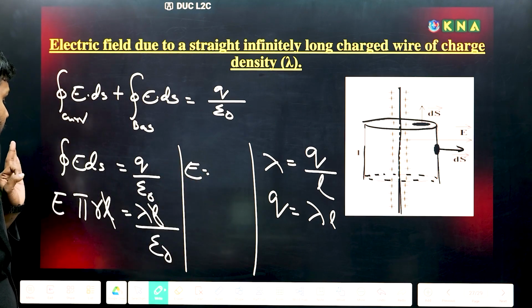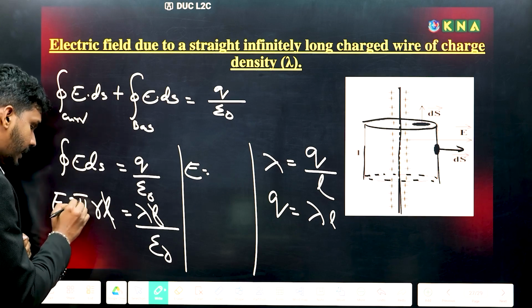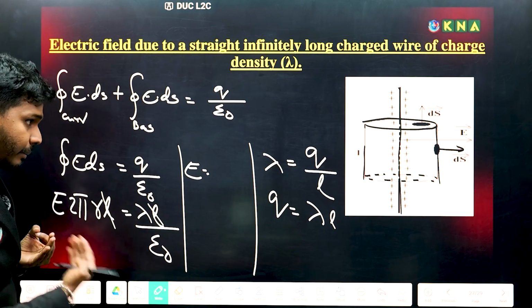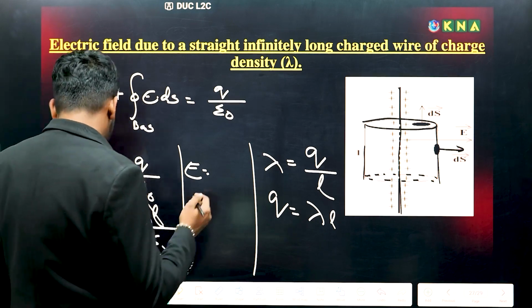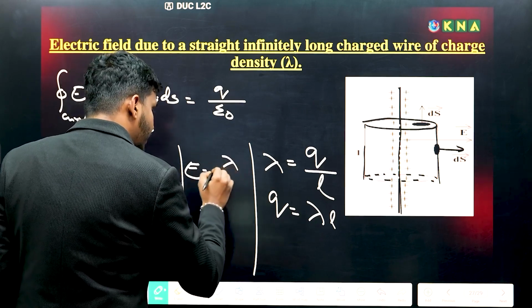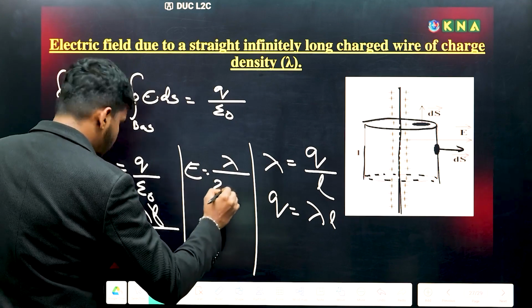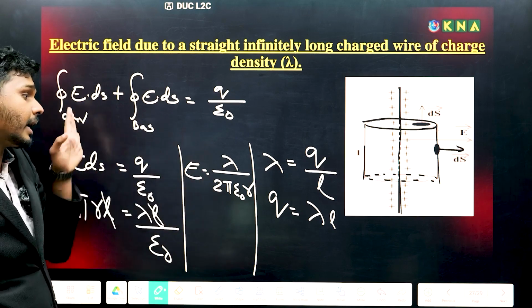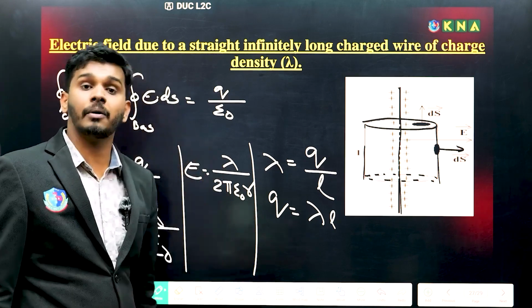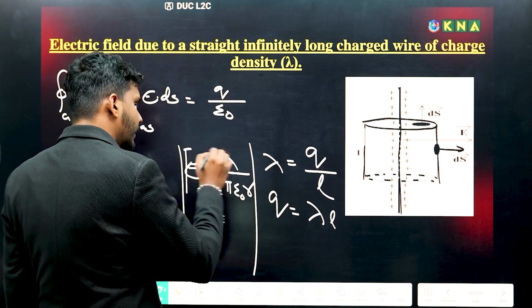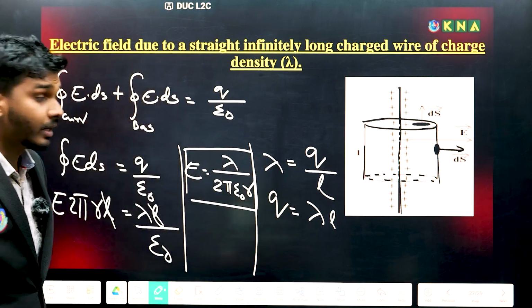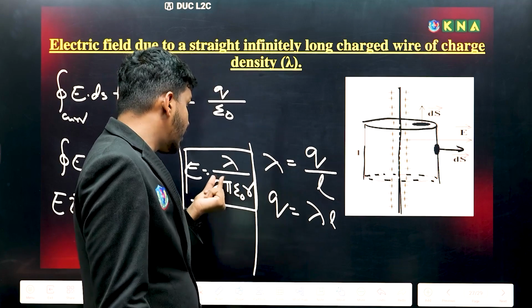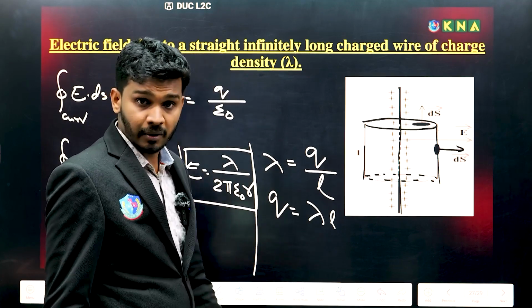Sorry, it is 2 pi R into L. The curved surface area is 2 pi r into L, base perimeter into height. So the answer is electric field E is equal to lambda divided by 2 pi epsilon naught r. So the electric field for a long, infinitely long charged conductor is lambda divided by 2 pi epsilon naught r.